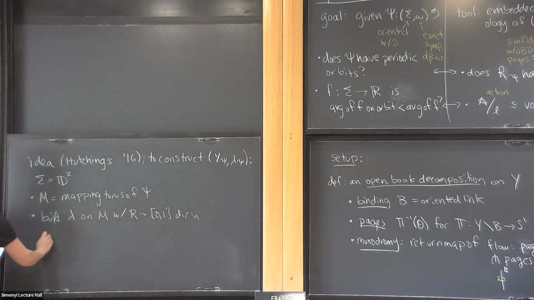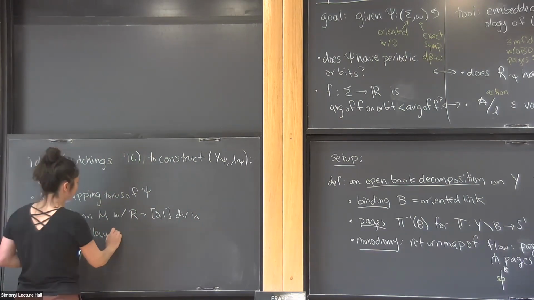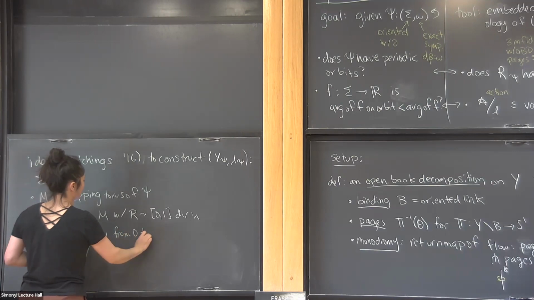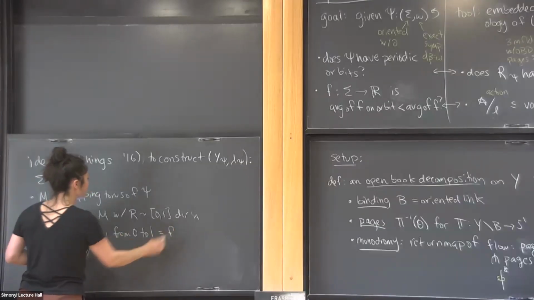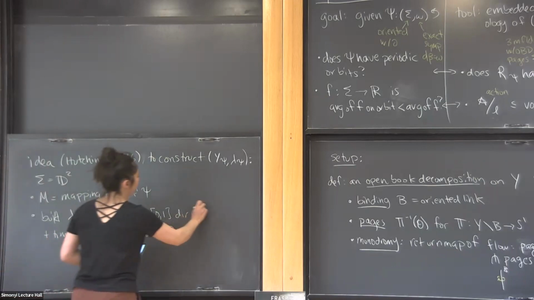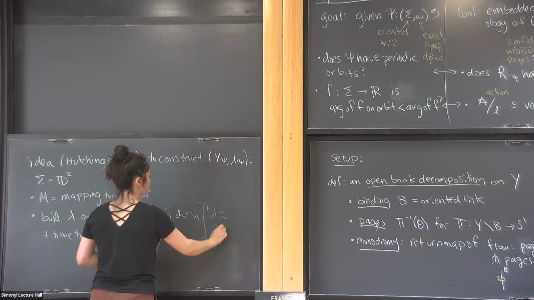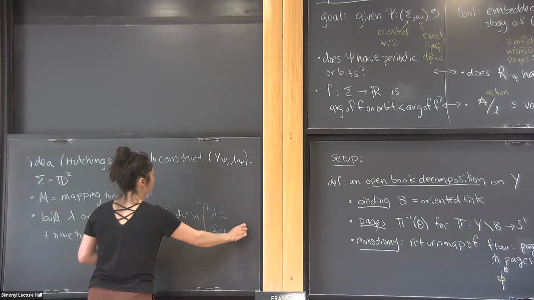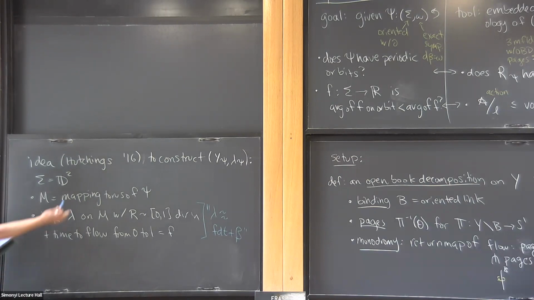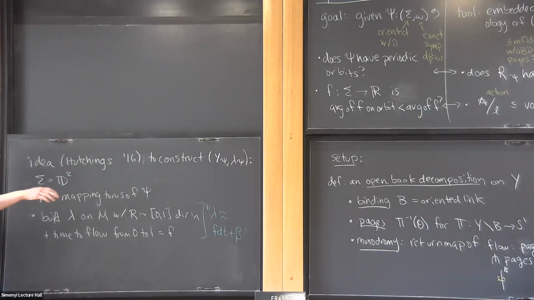And the time to flow around the whole 0,1 direction is F. So what you should be thinking of here is lambda is approximately equal to F dt plus beta, where beta is my primitive. This isn't exactly going to work, but I don't want to write down the actual contact form because it would take the whole board widthwise.